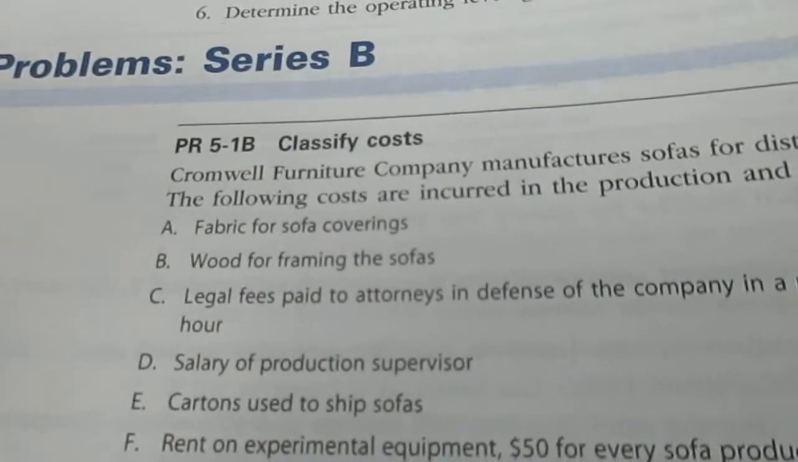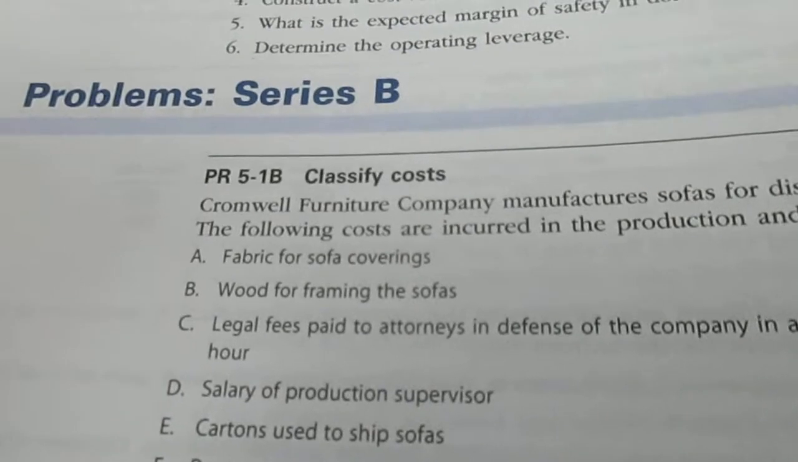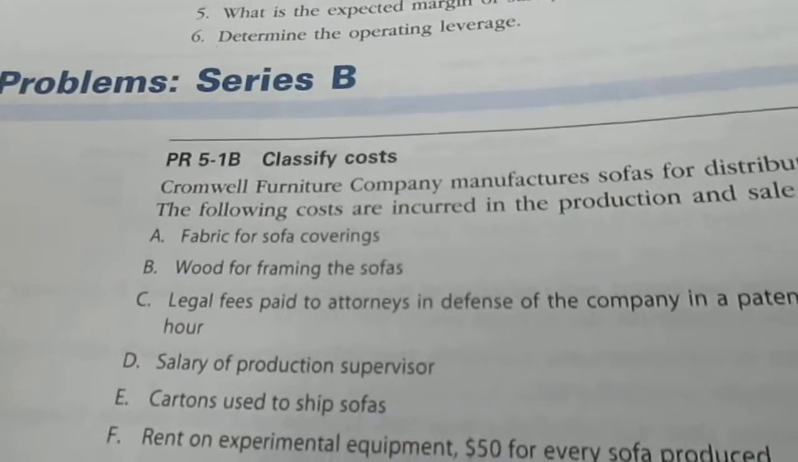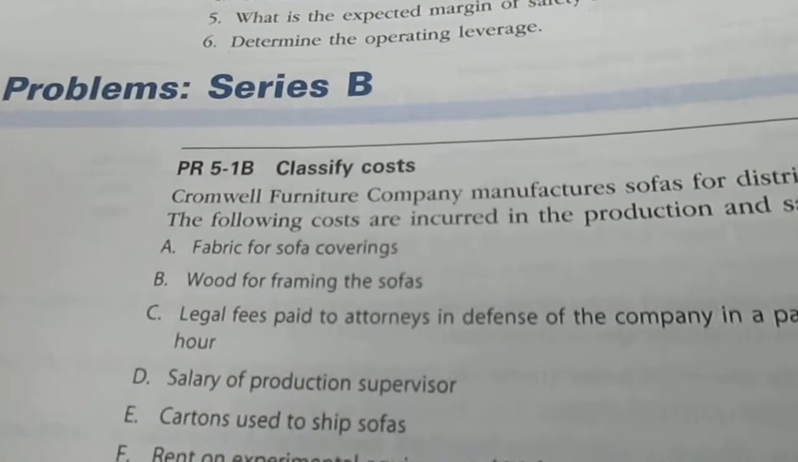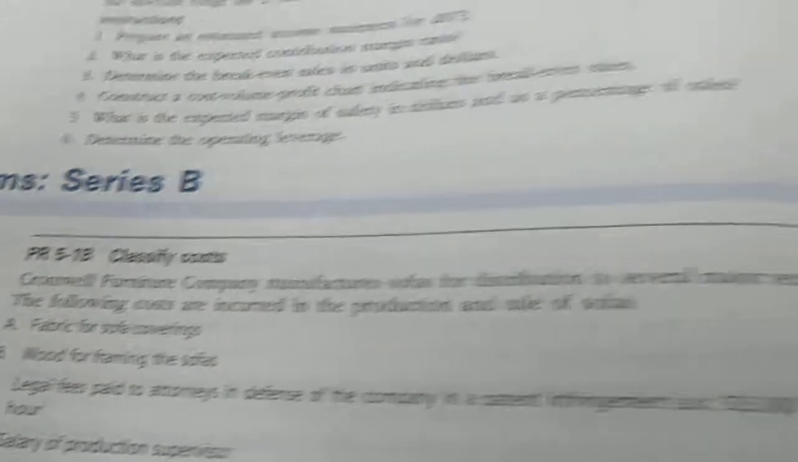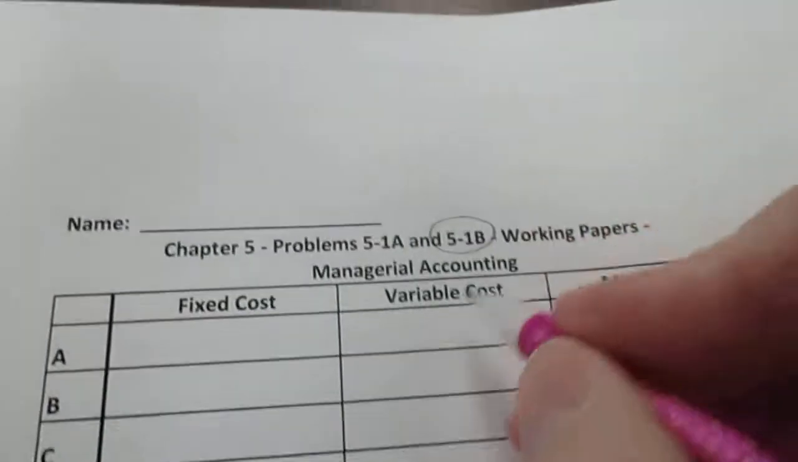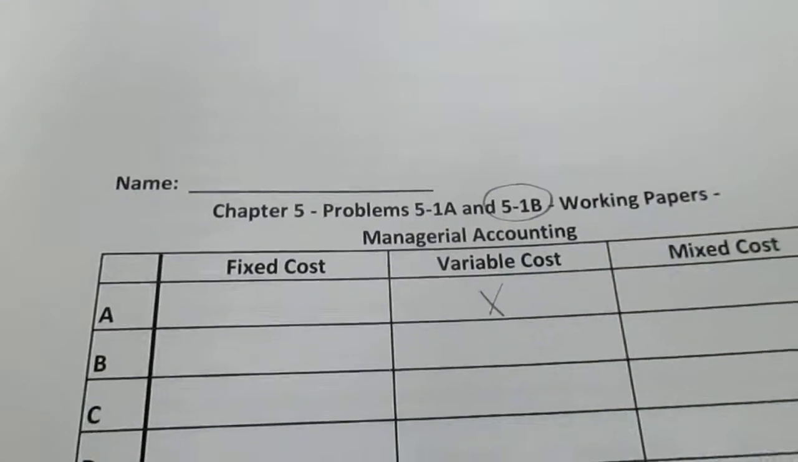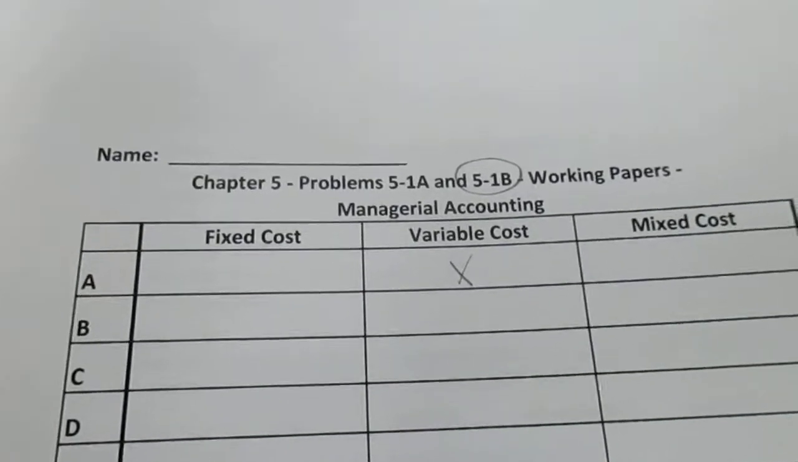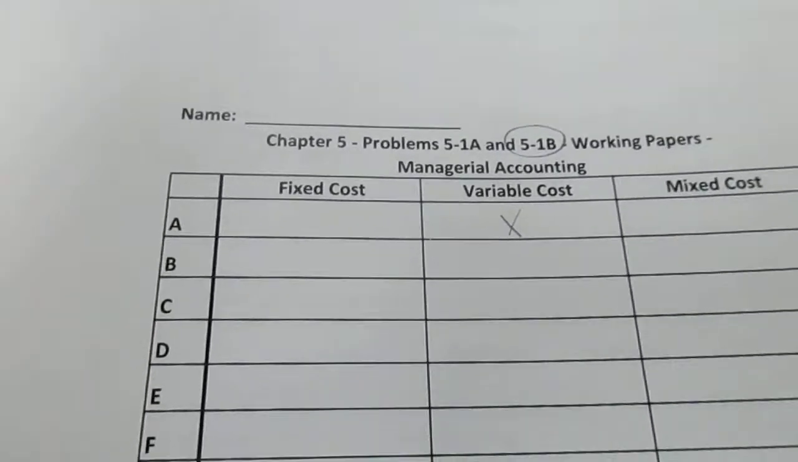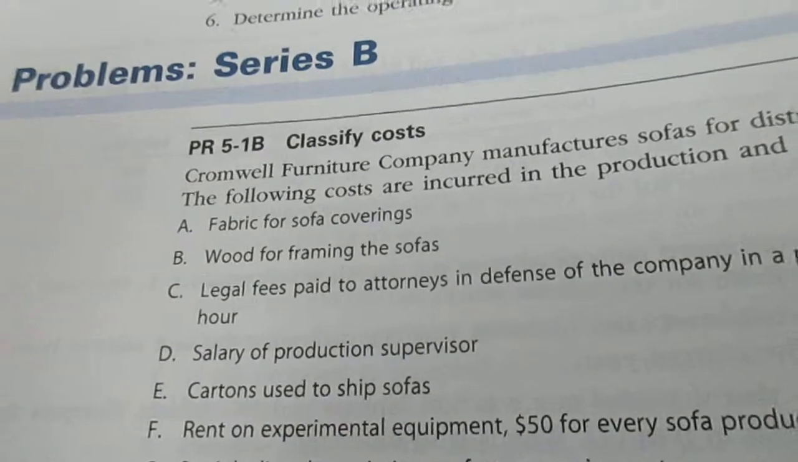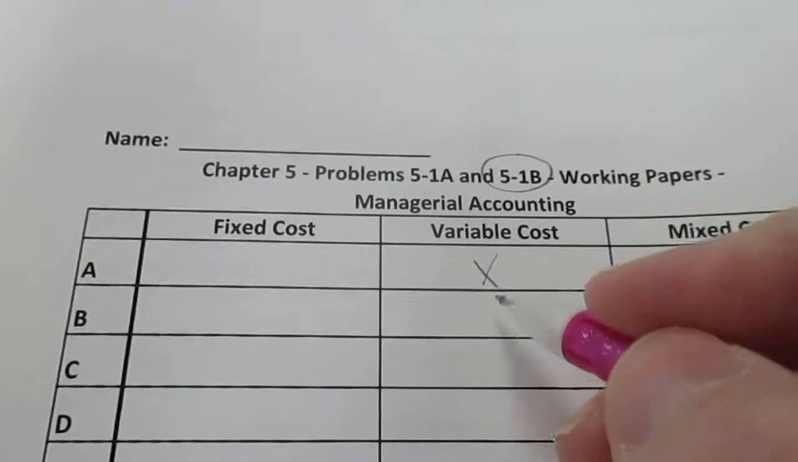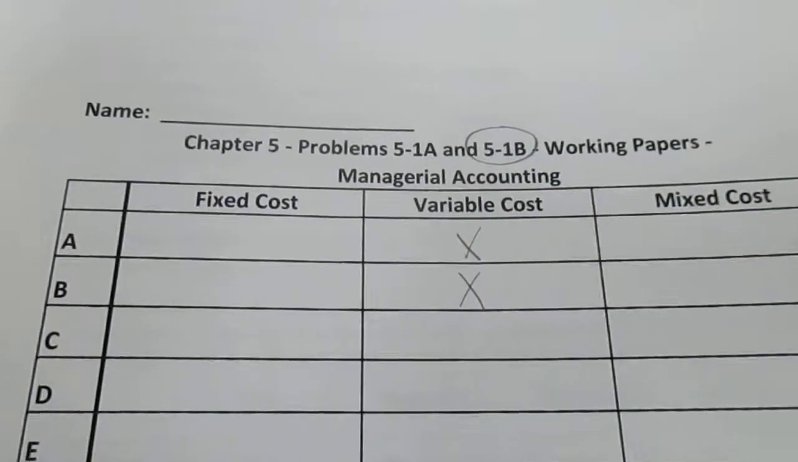So letter A says fabric for sofa coverings. Well, anything that has to go into creating the sofas is going to be a variable expense. And the reason it's a variable expense is because we don't know how many sofas we're actually creating. So letter A is going to be a variable cost, as well as anything that goes into creating the sofa itself. So letter B, wood for framing the sofas, is going to be the same thing, a variable cost, because we don't know how many sofas we're creating.